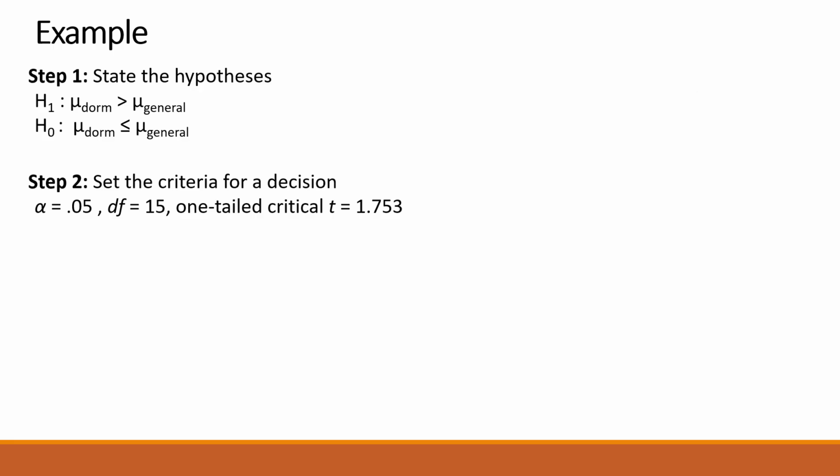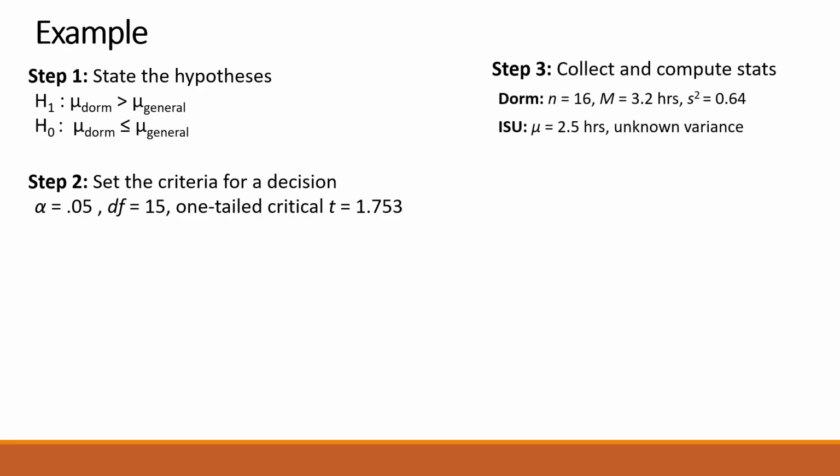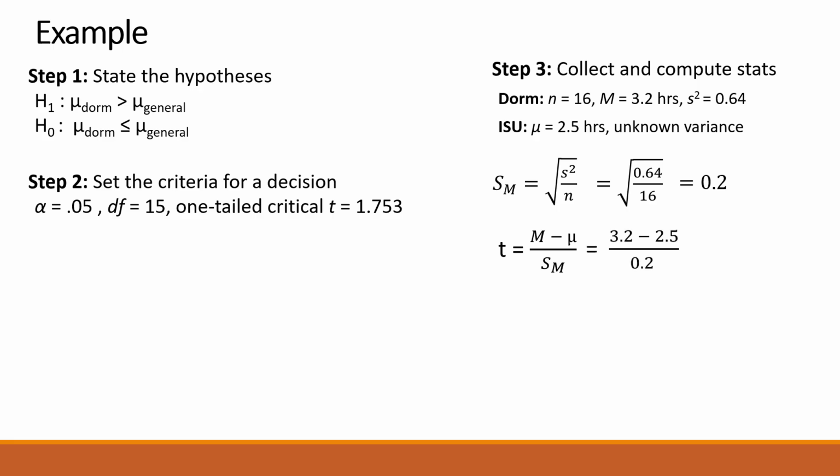From here, we need to collect and compute the stats. It looks like we're missing the estimated standard error, so we need to calculate that before we can calculate t. Using the estimated standard error equation, we have the square root of 0.64 divided by 16, which is 0.2. From here, we have all the information needed for the t-test. So taking that equation, we have 3.2 minus 2.5 divided by 0.2, which is 3.5.